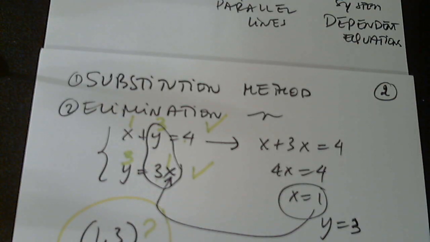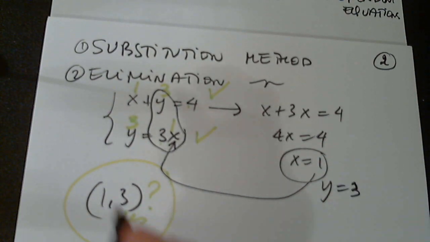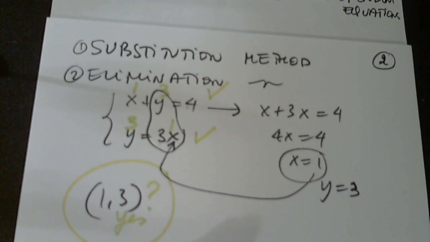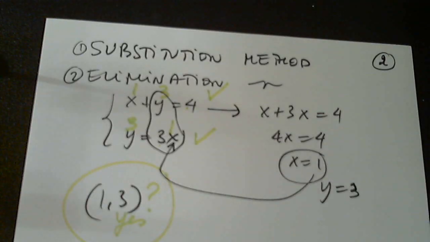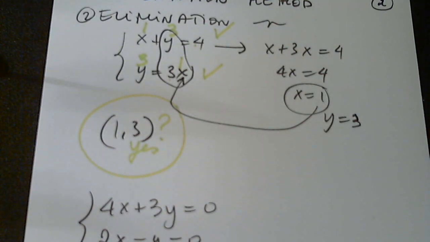Okay, I want to choose another problem. So let's take a look at 4x plus 3y equals 0 and 2x minus y equals 0. For now, let's stick with substitution, and then I'll present the elimination method.